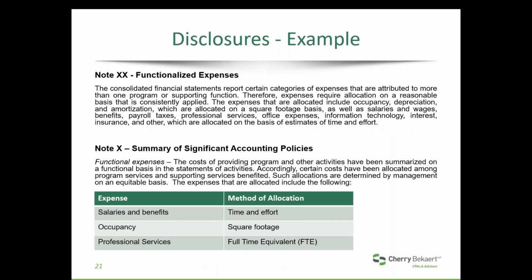So just going over two more examples around the functional expenses. The first one is a narrative format, so you can see it describes the methods of allocation. In this example, it says the expenses that are allocated include occupancy, depreciation, and amortization, which are allocated on a square footage basis, as well as salaries and wages, benefits, payroll taxes, professional services, office expenses, technology, interest, insurance, and other, which are allocated on the basis of estimates of time and effort.